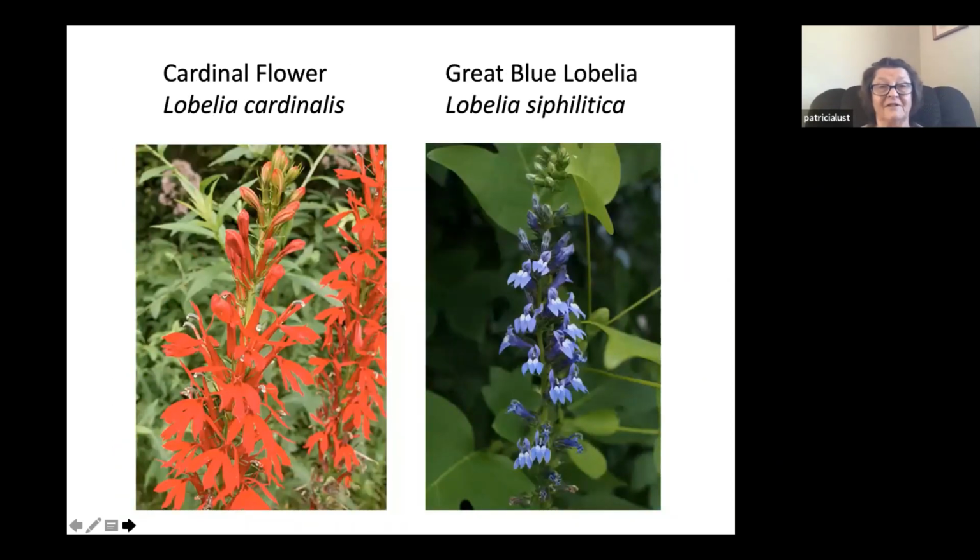Now, 2 of my favorites, and 2 that the hummingbirds just love, the cardinal flowers. These 2 lobelias both prefer a little bit of shade, probably the blue one a little more shade than the cardinal flower. But they form tall spikes.